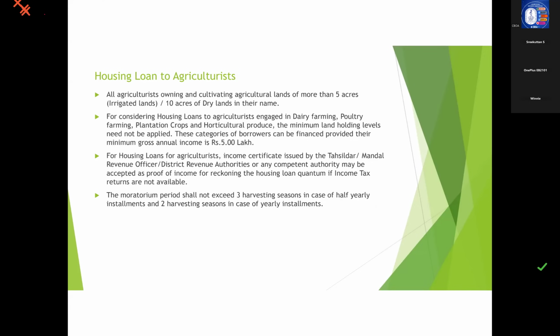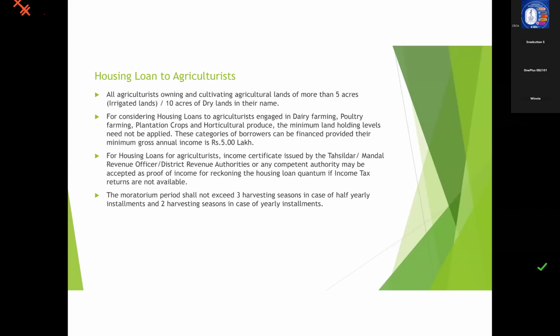Now, housing loan to agriculturist. All agriculturists owning and cultivating agricultural lands of more than 5 acres in the case of irrigated land, and 10 acres in the case of dry lands in their name. So this is one question: in the case of housing loan to agriculturists, what is the extent of land that should be owned by the agriculturist? It is 5 acres in case of irrigated land and 10 acres in case of dry land.